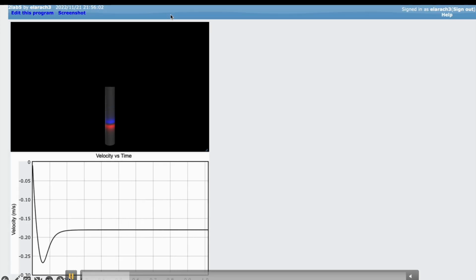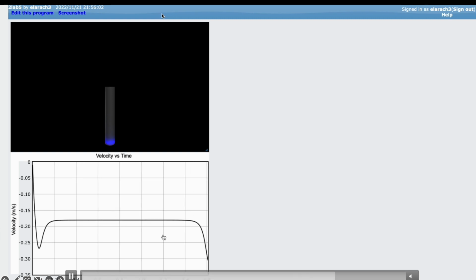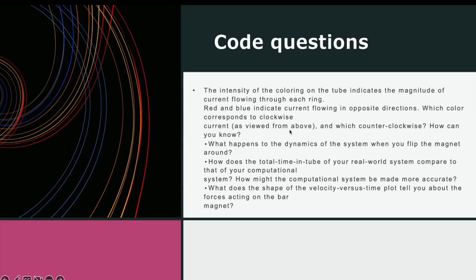In here, we can see our code, how it runs, and we can see this very particular shape that we are going to discuss later. So we know that the red current is going counterclockwise and the blue current is going clockwise, and we know this because of Lenz's law and using the right hand rule too. When we flip the magnet around, so if the south pole was pointing upwards, the magnet would take the same exact time to fall through. It's just that our current directions would be flipped. And also the shape of the graph of velocity versus time.